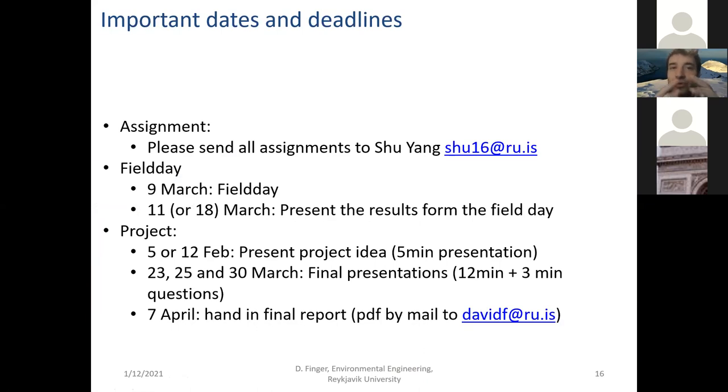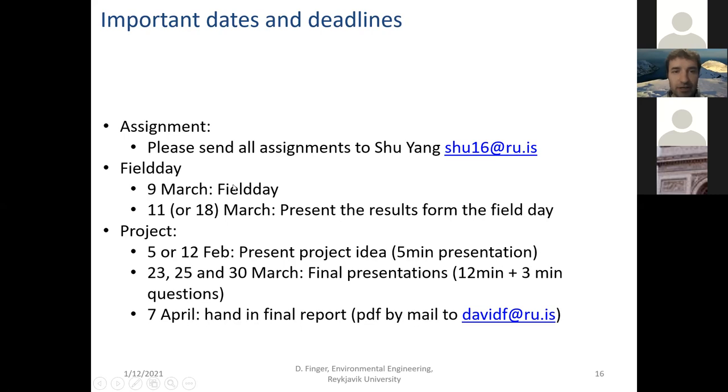So what's important for you are the deadlines. Every Thursday of the following week, you will be asked to hand in the results of your assignment. There's a weekly assignment where you will simply have to do the exercises and hand it in by email to Yang Shu, the teaching assistant. You send in a PDF file where you answer the questions of the assignment sheet, by email to shu16@ru.is.